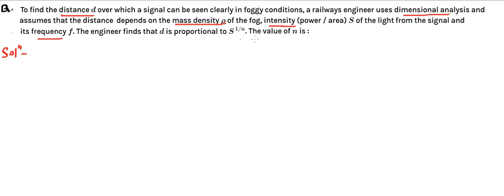This was a subjective question and was asked as a numerical value. So we will say this distance depends on these quantities: density raised to power a, intensity raised to power b, and frequency raised to power c. And then we can claim there is some dimensionless constant, let's say k, times rho raised to power a, S raised to power b, f raised to power c. In the next line we are going to write the dimensional formula for both sides.